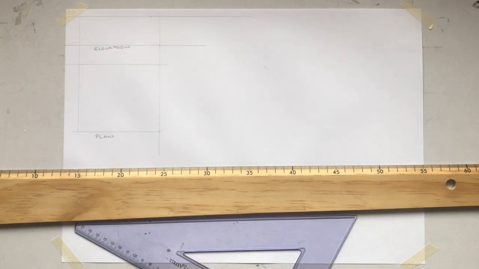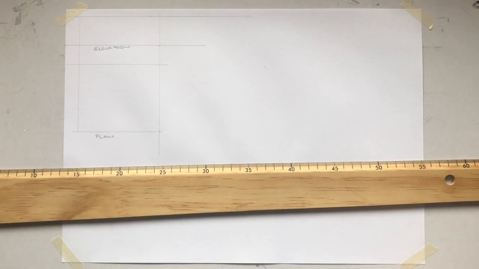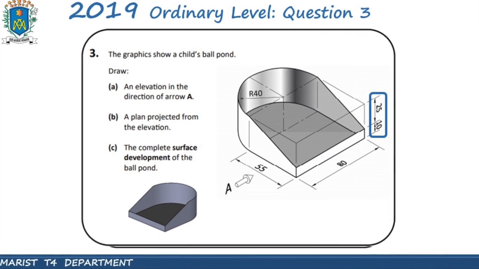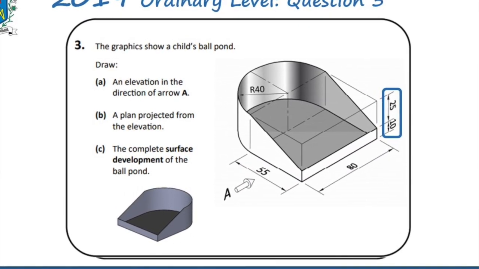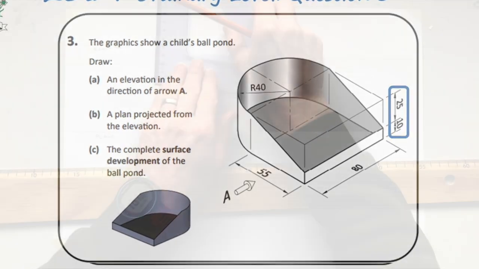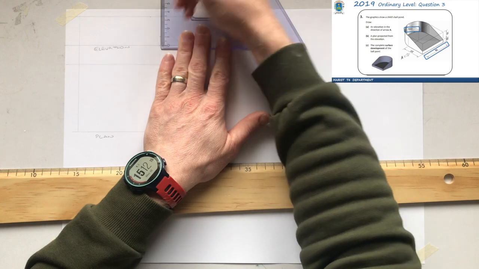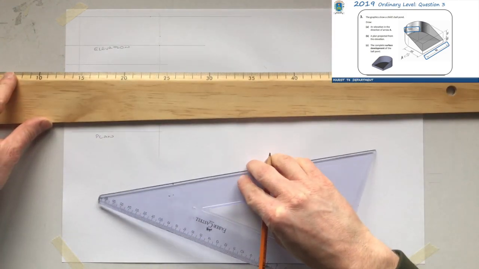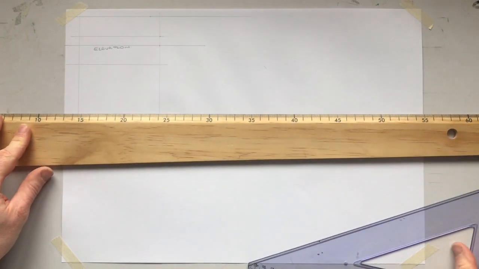So now that I've got my space for my elevation and plan, I can go ahead and start drawing in the details. Again, if we look at the question here, we can see the two different height measurements of this development are a 10 and a 25. So I'm going to go ahead and put those in. I'm going to come up 10 and I'll be left with 25 then. So I'm going to draw a light line across, okay, because they're the two heights.